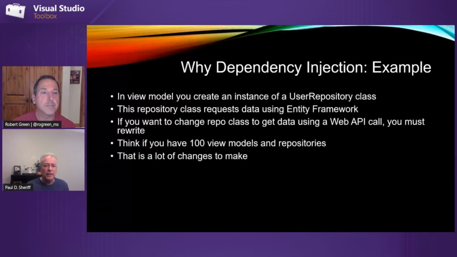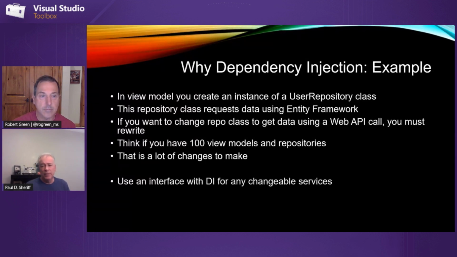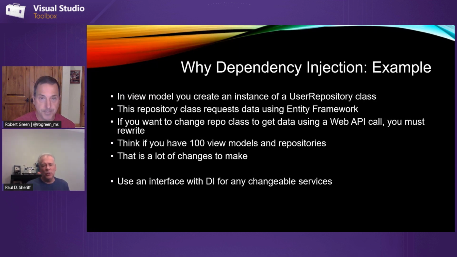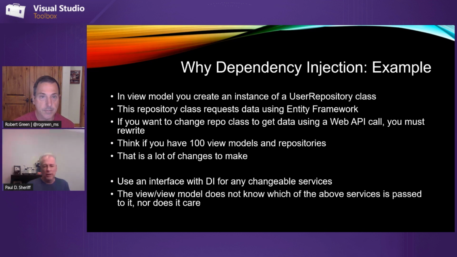So instead, what we're going to do is use an interface. We typically want to use an interface with dependency injection for any services that could change. And the reason why is because now the view model is just going to get an interface. And it's not going to care whether you pass the repository class that does the Entity Framework or the repository class that does a web API call. As long as they both implement that interface, the view model doesn't know about it, doesn't care about it. So this reduces coupling, right? It makes things a lot easier for us to just change out the implementation of how things work.